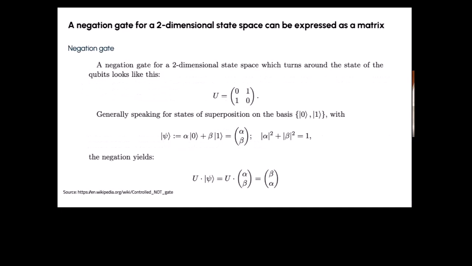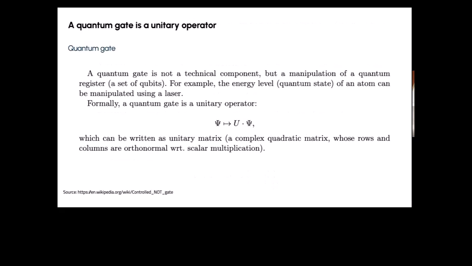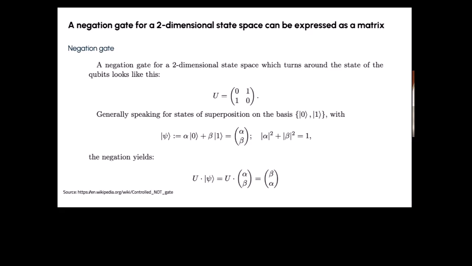So at the technical level, it's not a component like a circuit, but a manipulation of the energy level of one or several of the qubits. Basically what it does, mathematically speaking, is act like a matrix multiplication. And here's an example. This is a negation gate. It turns around the state of the qubits.